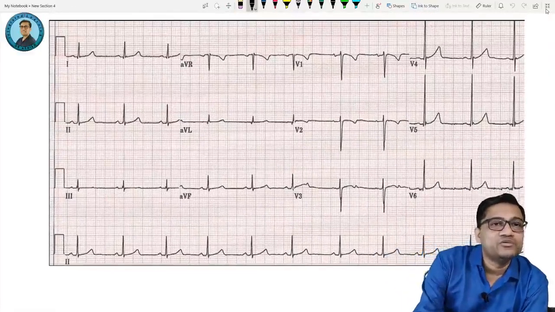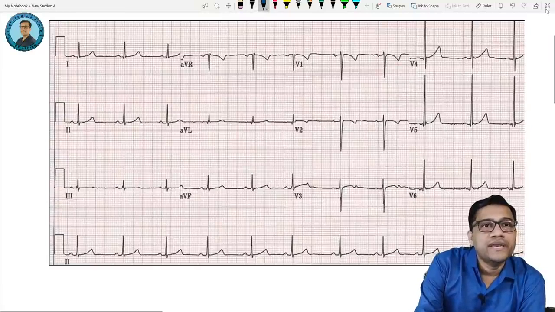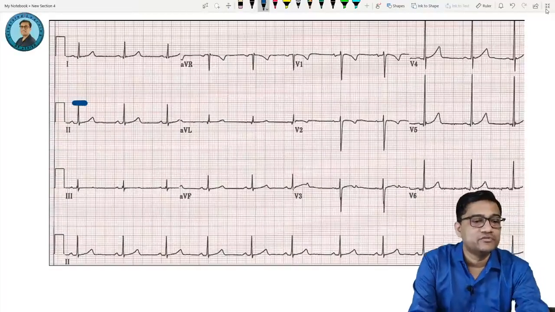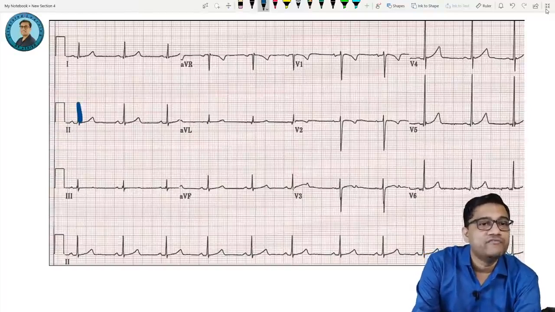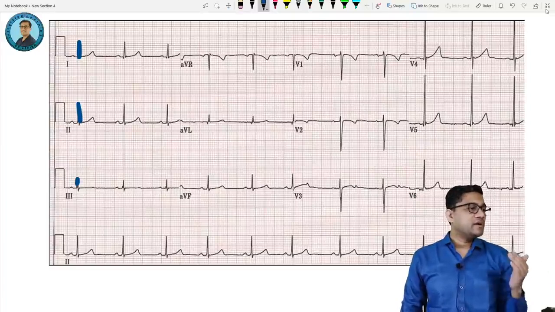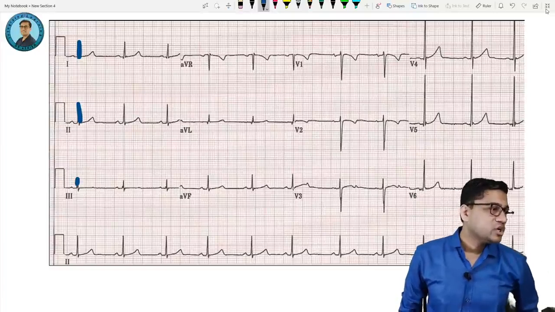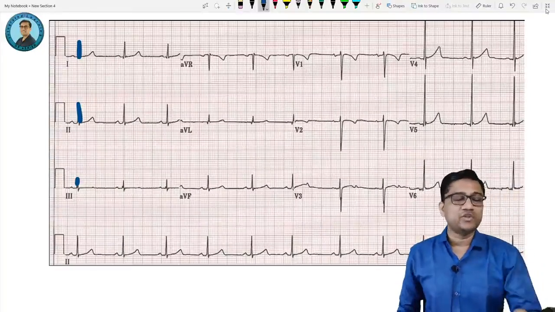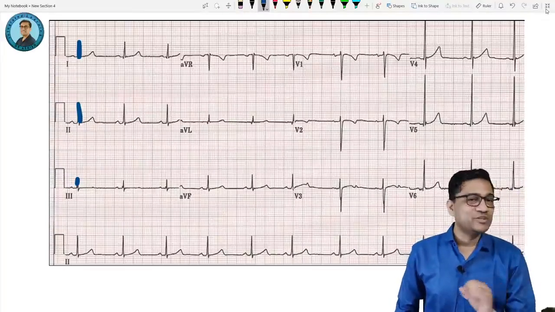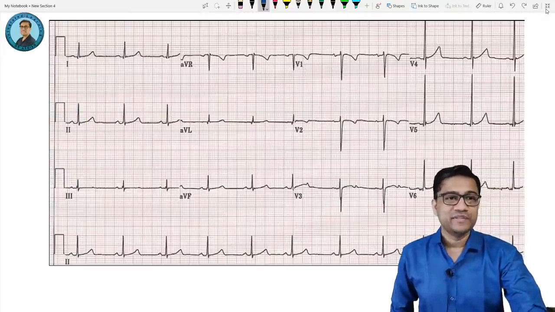In this case, can you see this is what? Lead 1, 2, 3. Where is the R wave biggest? Can you tell me? It is which lead? It is lead number 2. So what is the axis? It is normal. Very good. So it is a normal axis, not deviation. Don't say deviation, okay? So easy? Very good, okay?